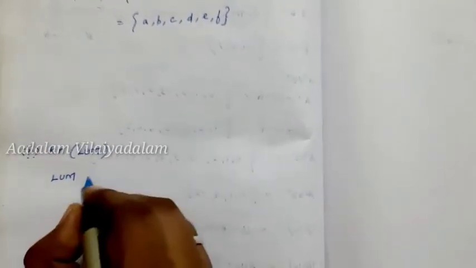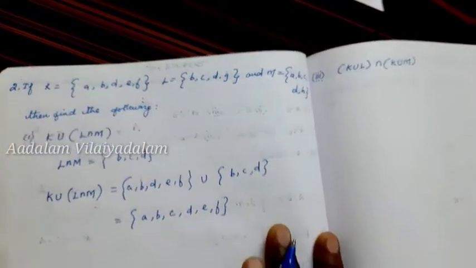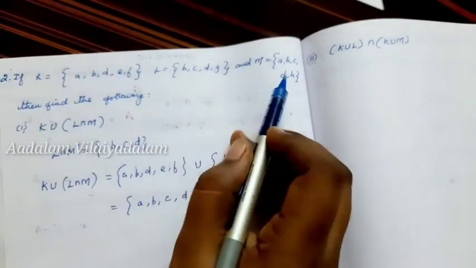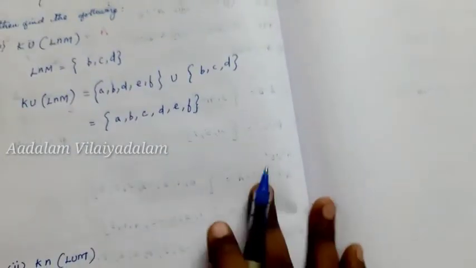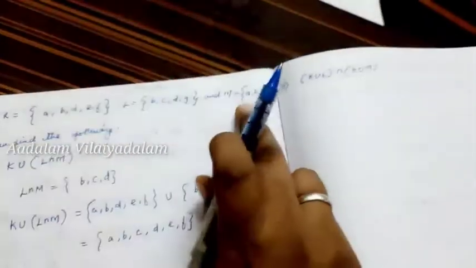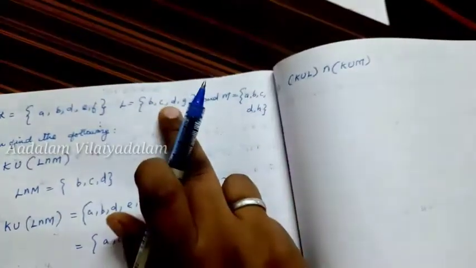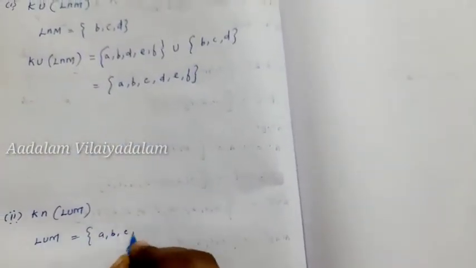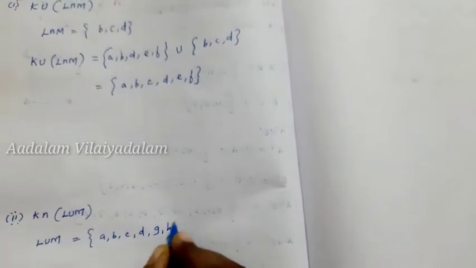Let's move to the next subdivision, that is K intersection L union M. So let's find L union M. L union M means we have to join the elements of L and M without repetition. So the elements are A, B, C, D, G, H.